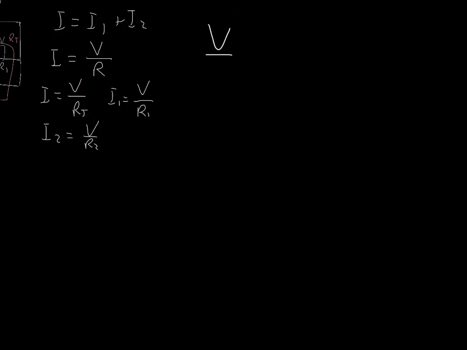V over RT, remember that's my big I, equals, now instead of I1, I'm going to write V over R1, because these two things are equal. Okay, so V over R1 plus, now instead of I2, I'm going to write V over R2. And now you can easily see that this V here repeats itself. So I can divide the whole thing by V and get rid of it.